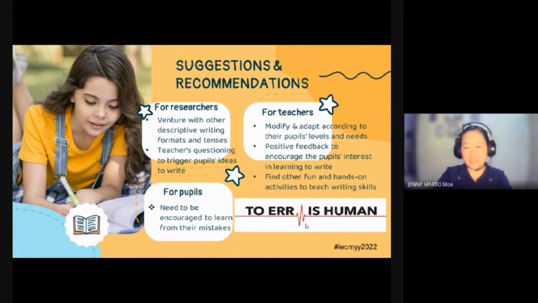And as for teachers, I would like to recommend that teachers modify and adapt this 4SP technique according to their pupils' levels and needs. It is important to give positive feedback to encourage the pupils' interest in learning to write. And finally, find other fun and hands-on activities to teach writing skills. And for the pupils, they need to be encouraged to learn from their mistakes. As they say, to err is human, so that they are not afraid to make mistakes, but not to give up and learn from them.